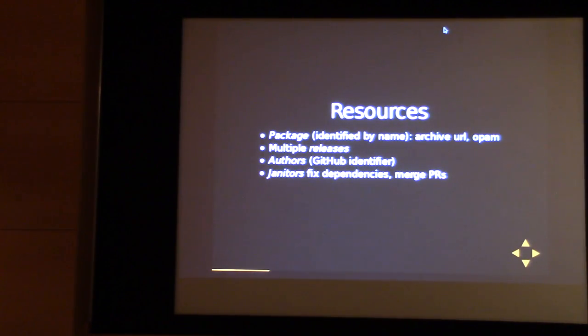What we have in the repositories are several different resources. So we have packages which are identified by a name. This namespace is obviously a resource which is limited, so each package name needs to be unique. Each package itself has multiple releases which are identified by their version. Then we have authors of those packages and or authors of the release, which are usually using an email address or a GitHub identifier, because the OPAM repository is currently hosted on GitHub.